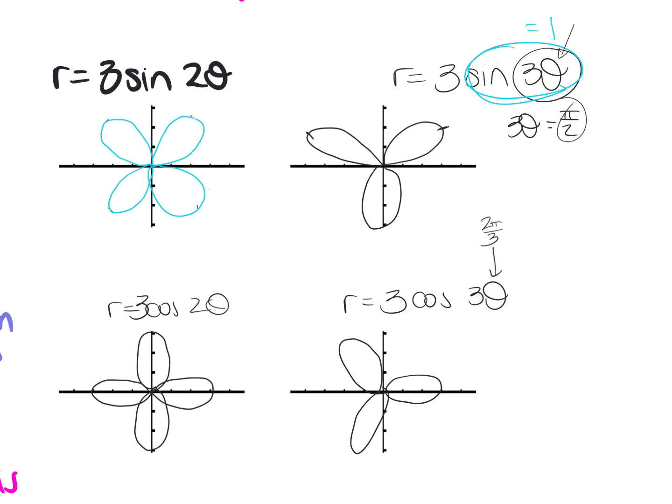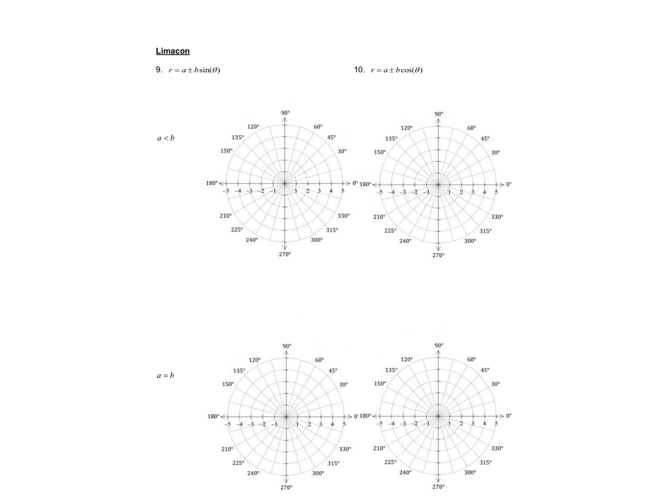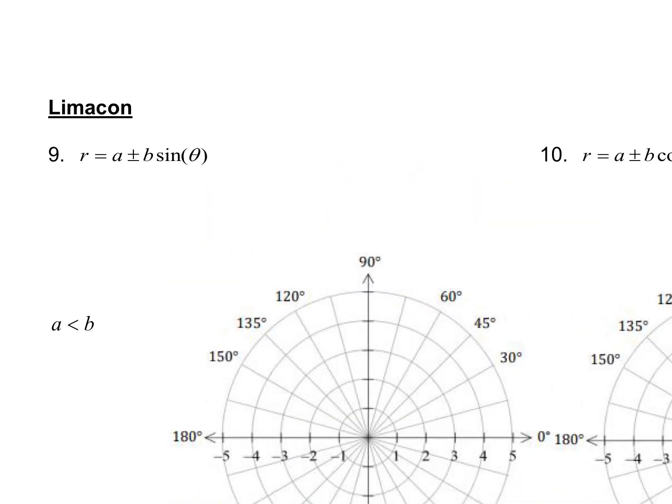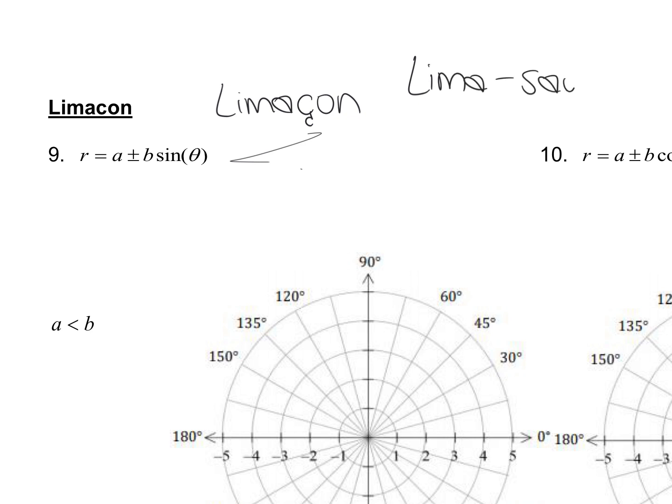All right, the last types that we're going to talk about are the limaçons. Now this looks like lemon to me. If you actually look this up online, it has one of these little accents on the C. That is French. That is what says limaçon. If you pronounce this, it's literally limaçon. Like that. All right.